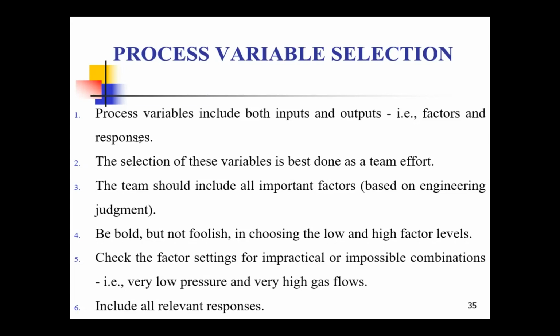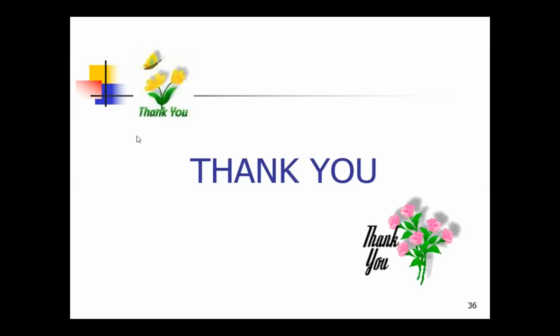So we have to include all the relevant responses for analysis. The efficiency of the process mainly depends on the inputs and the outputs that are being measured. So by doing experiments, I have to determine or calculate all the possible responses that I can obtain. Then only a perfect picture about the process improvement can be made. So with this, we come to the end of some of the basics about DoE.